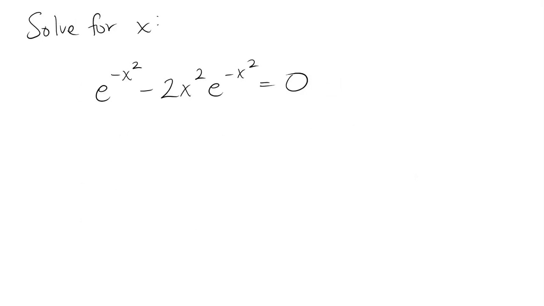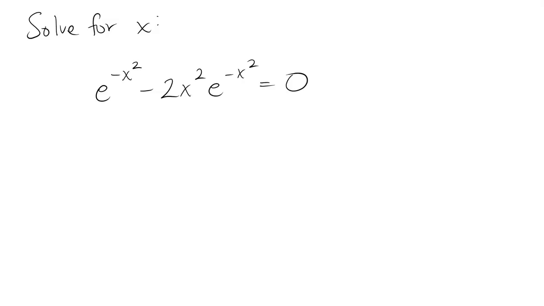One more. This is again the result of a real calculus problem. In fact, this one used a function that is important in statistics. This equation says e to the minus x squared minus 2x e to the minus x squared equals 0. See if you can get that factored.